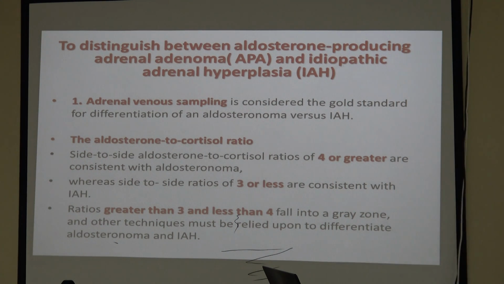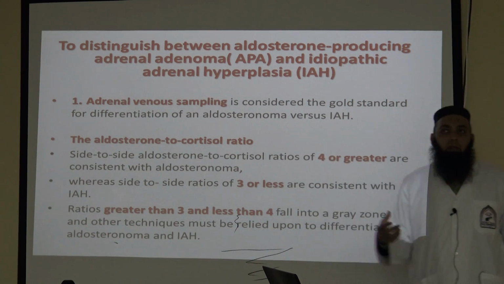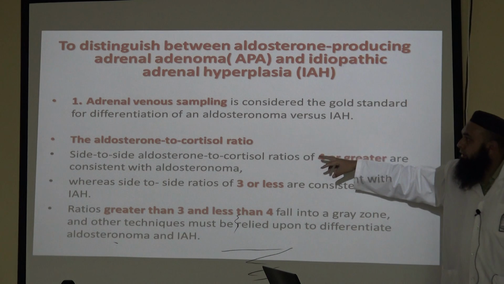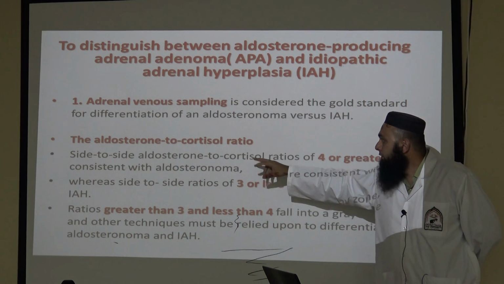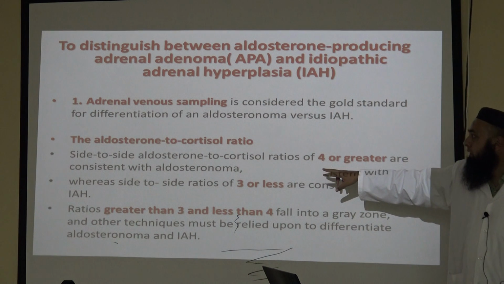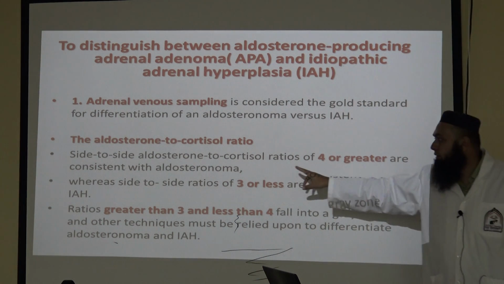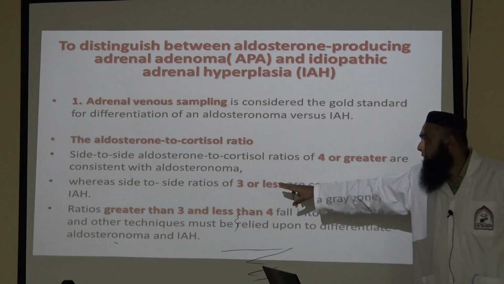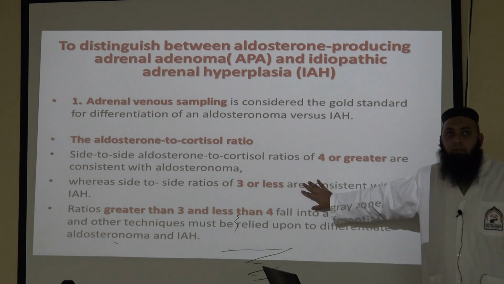Now, to distinguish between adenoma and idiopathic adrenal hyperplasia. The other thing first was for primary versus secondary. Now adenoma versus hyperplasia. Aldosterone is more, but is hyperplasia there or is adenoma there? So you do the adrenal venous sampling. This is the gold standard. And you do the aldosterone to cortisol ratio. If the ratio is 4 or greater, this is adenoma, whereas 3 or less, it is hyperplasia.